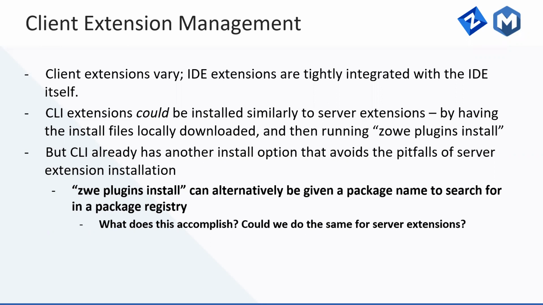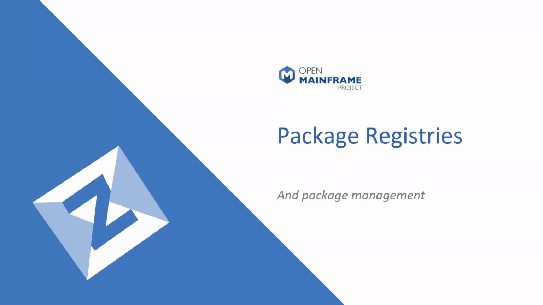But you're not limited to just providing an archive. The Zowe plugins install command here, sorry, there should be an O in the Zowe plugins install. It can be given a package name rather than a path. And if so, it will search for what you requested in a package registry. So, does that solve some of the previous problems that I pointed out? And if it does, could we do the same for the server code? So that's kind of what this webinar is about.